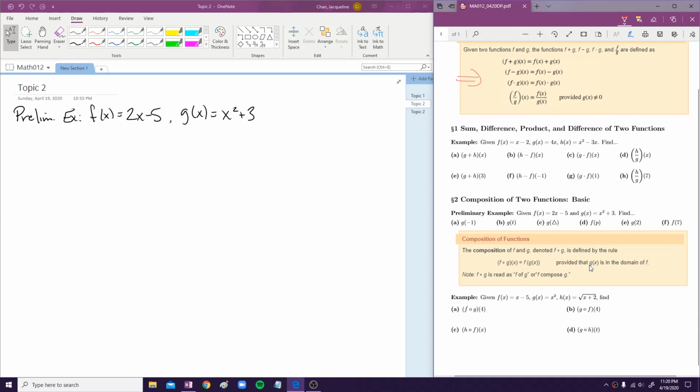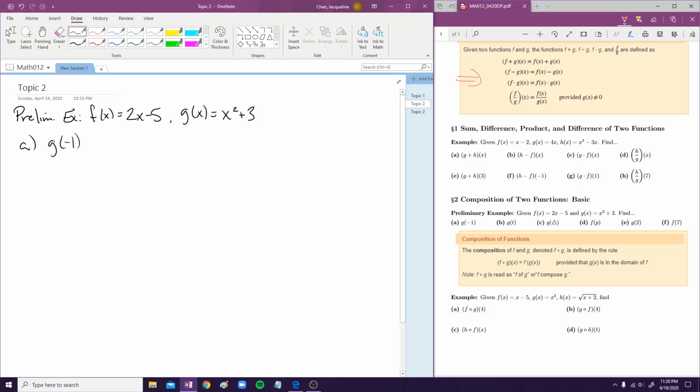Welcome back. So now we're going to be talking about composition of two functions. But before I define what a composition of functions is, let's do some preliminary examples. We're given f of x equals 2x minus 5 and g of x is equal to x squared plus 3. So for A, I want to find g of negative 1.